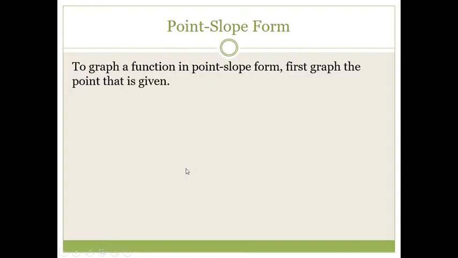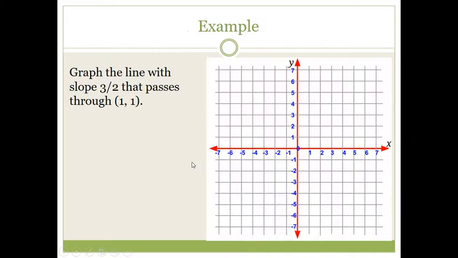Right, now to graph a function that is in point-slope form, we first graph the point, the y-intercept, right? Then we use the slope to determine the next point. So you guys have probably done this before in Algebra 1. It's pretty simple. It says here, we want to graph a line that has a slope of 3/2, and it passes through the point (1, 1).